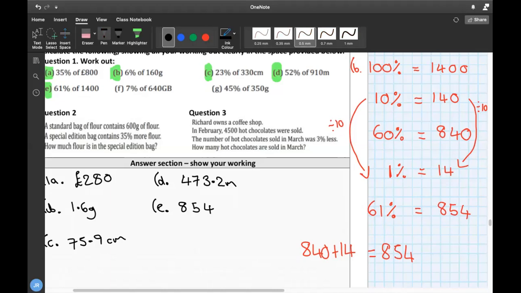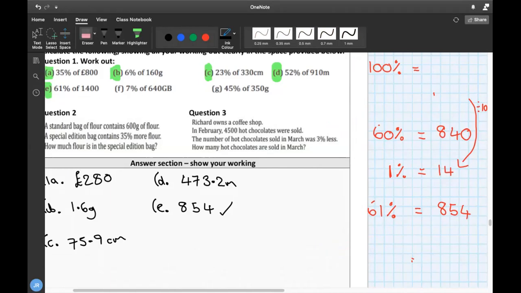Now, also, I've noticed in the solutions in your workbook, for some reason, they've made a silly mistake as well. And it's 85.4, I believe they put in your workbook. The correct answer is this, 854. Okay, so that was question E. We're now on question F.